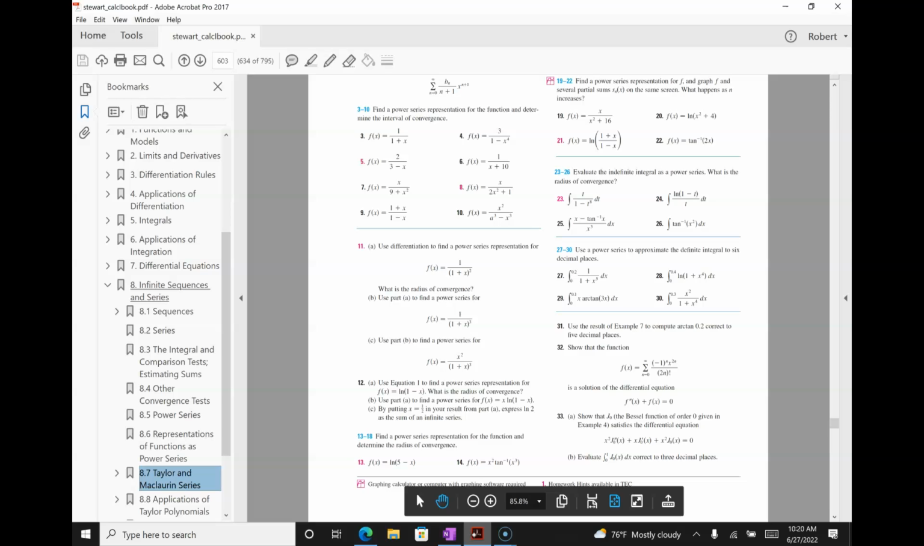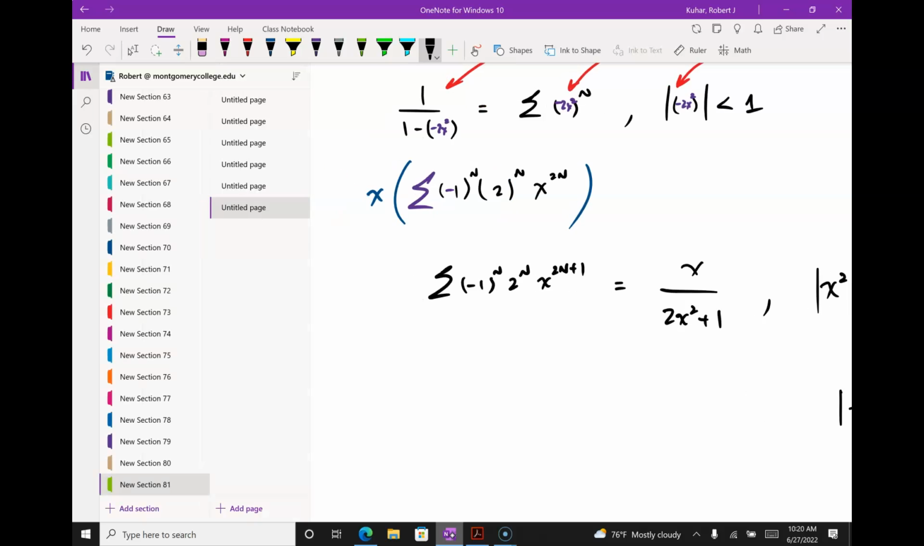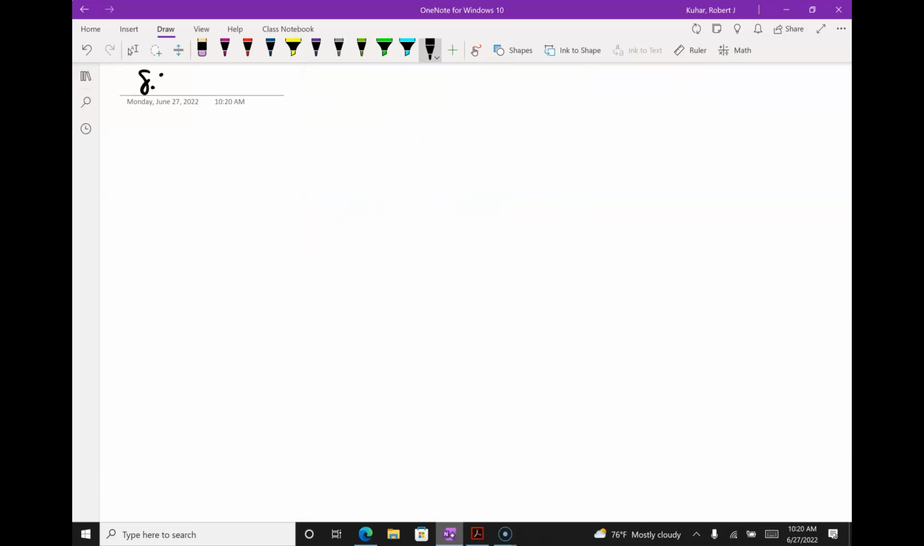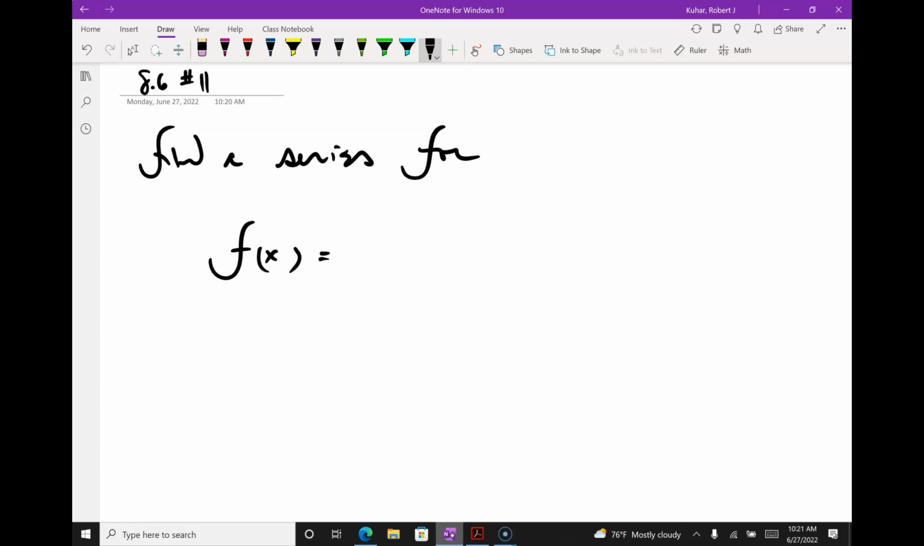I think these are fun, but how could I possibly come up with a series for something like number 11 here? So here's number 11. I want to find a series for f of x equal to 1 over 1 plus x quantity squared.